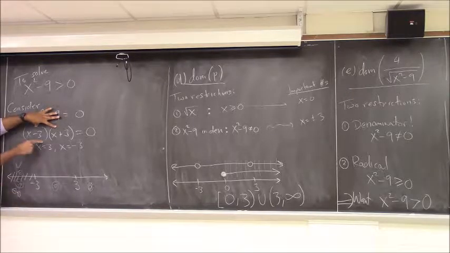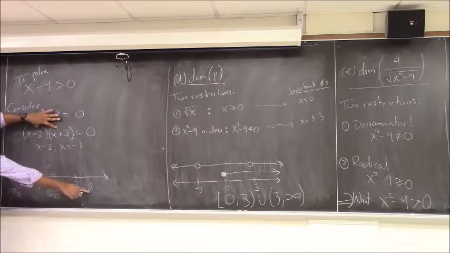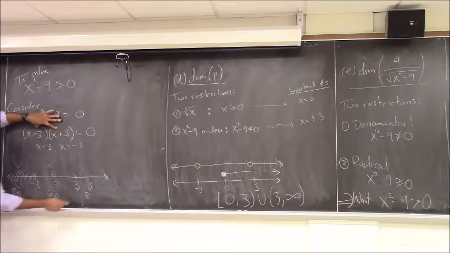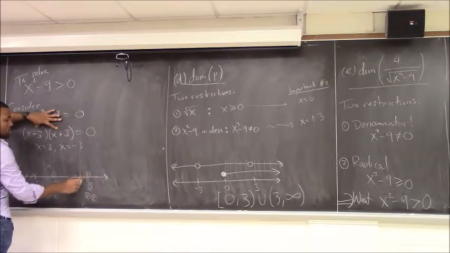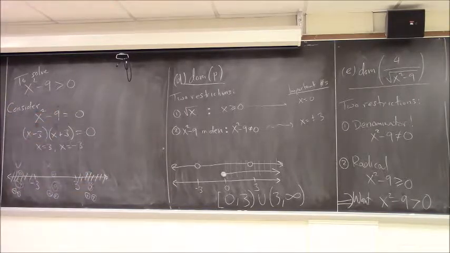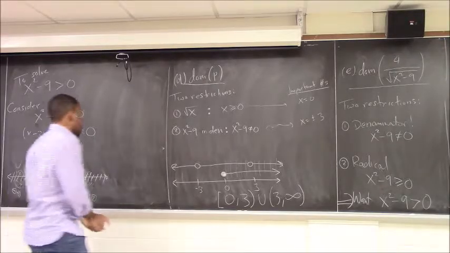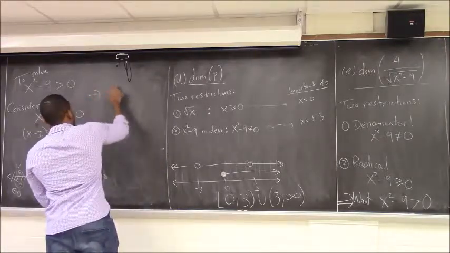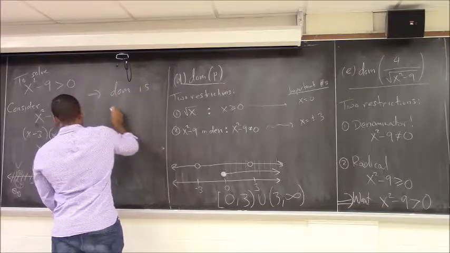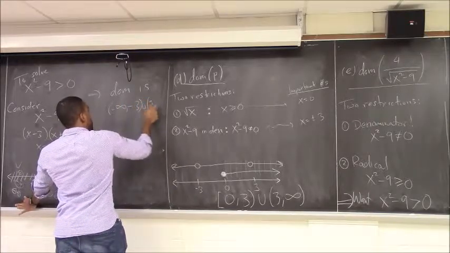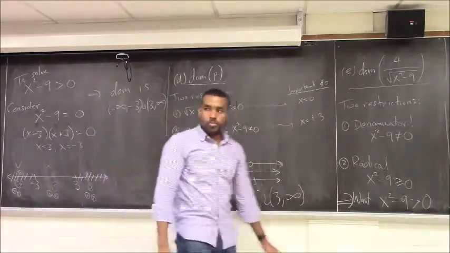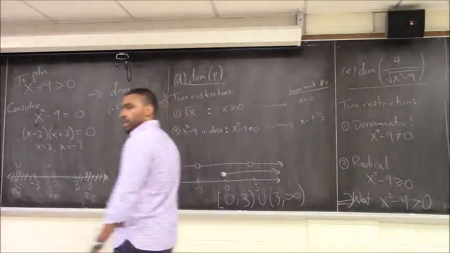Plug in a 0. Here, you'll get a negative. Here, you'll get a positive. Negative times positive is negative, and that does not work. Plug in a positive 4. Here, you get a positive number. Plug in a positive 4 here, you get a positive number. Positive times positive is positive, and so that works. And so for this one, it's the outer ones that work. And so the domain here is from negative infinity to negative 3, union from 3 to infinity. Any questions on that?